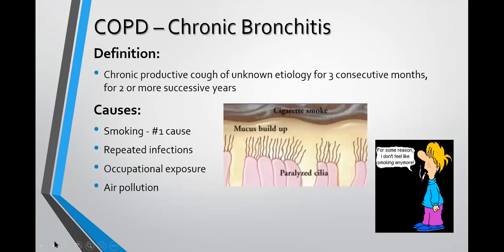All right, the first COPD disease we're going to talk about, the first CBAE disease, is chronic bronchitis. Chronic means something that you always get, right? But chronic bronchitis is described as a chronic productive cough of unknown etiology. I mean, you don't know where it comes from. For 3 consecutive months for more than 2 consecutive years.